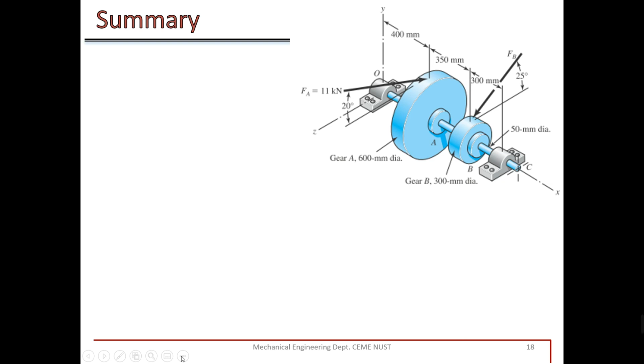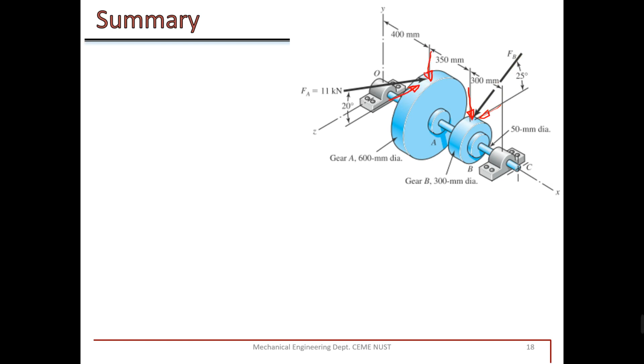Taking an example of a shaft. Let's say we have a shaft with two gears, gear A and gear B. Diameters are given, forces are given, angles are given. This force, 11 kilonewton, can be resolved into two components, one horizontal along the z-axis and the second vertical along the y-axis. Similarly, the second force, FB, can be resolved into two components along these lines.